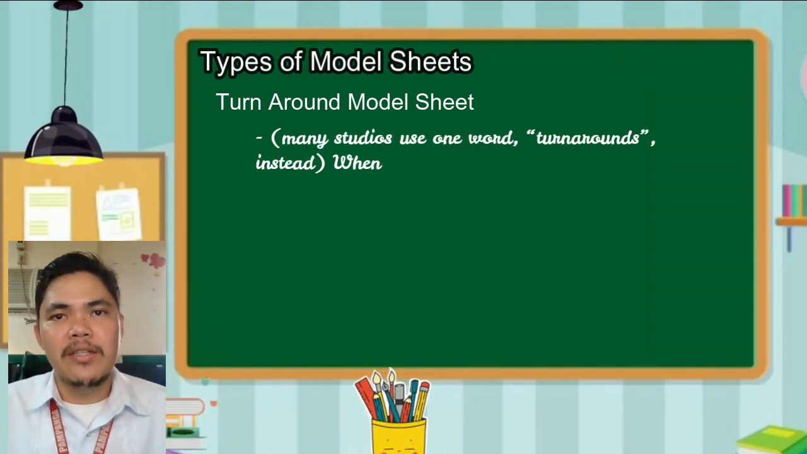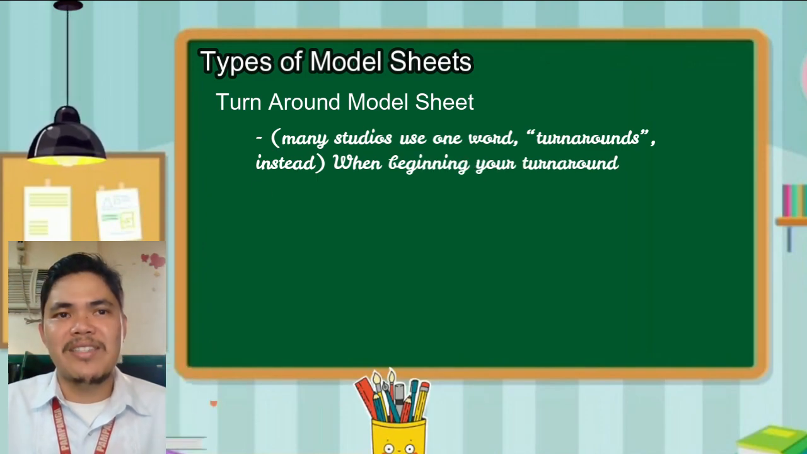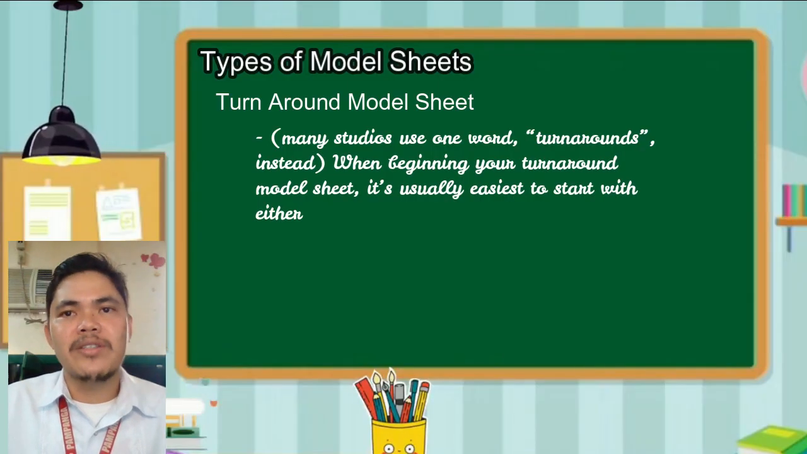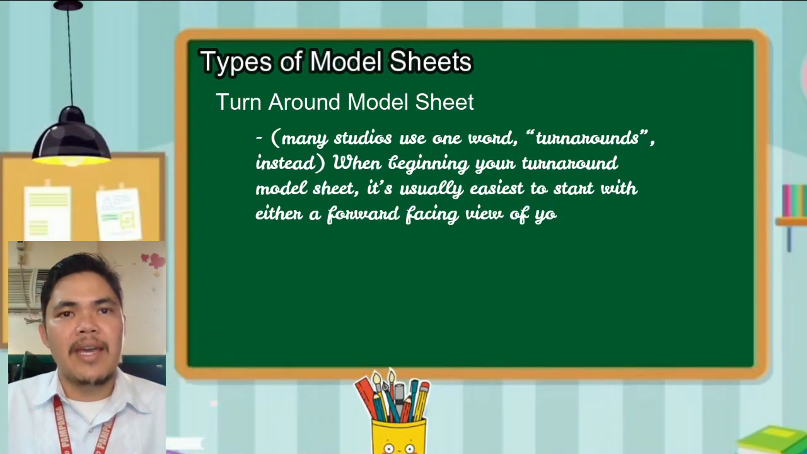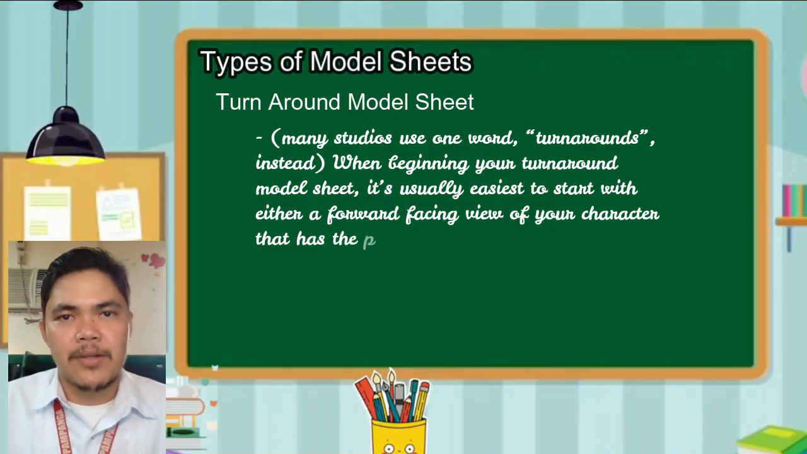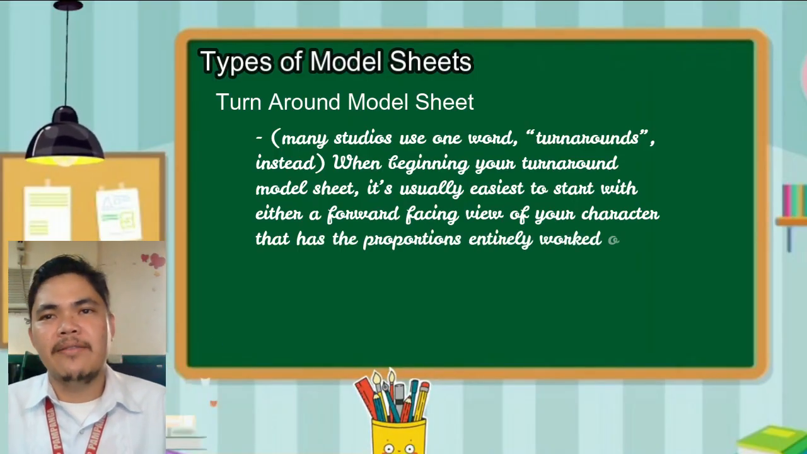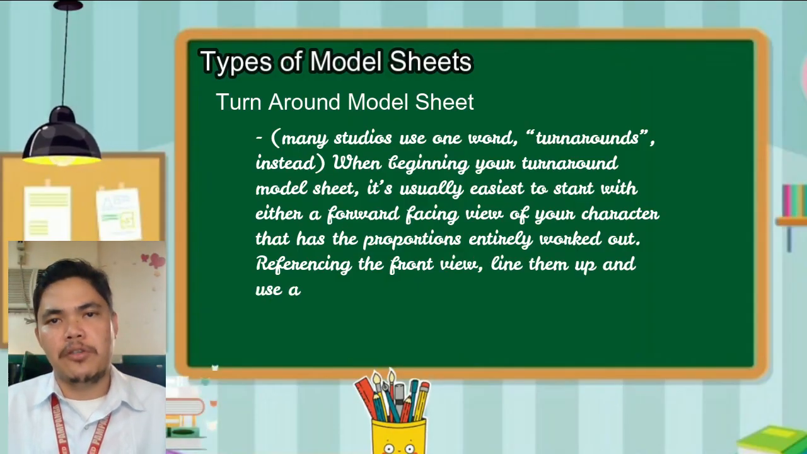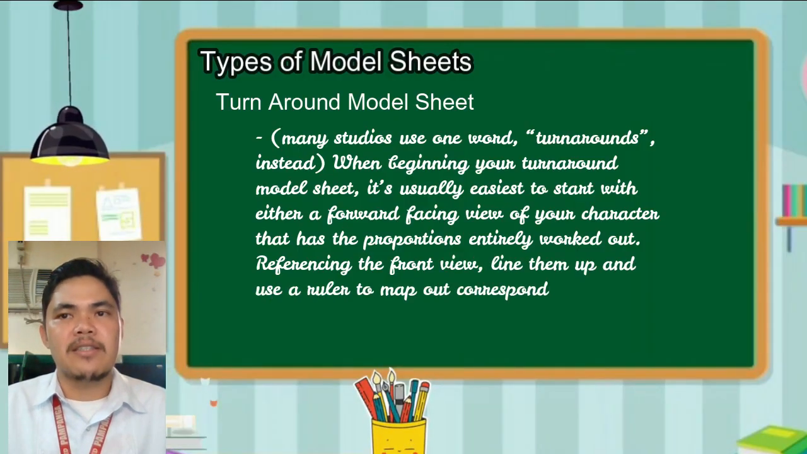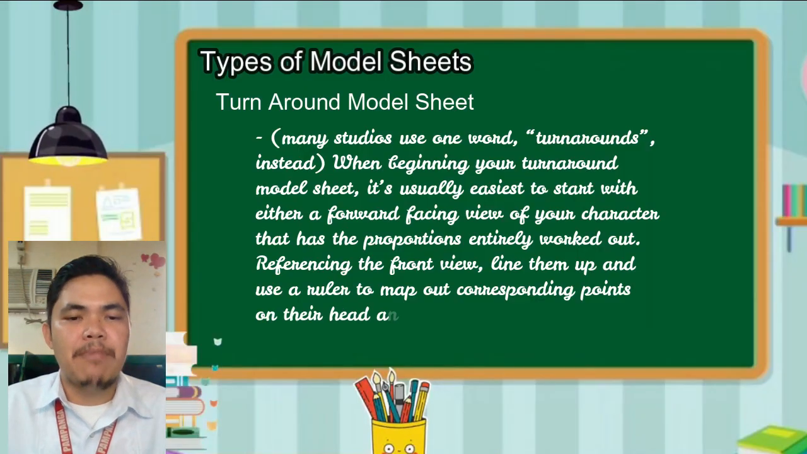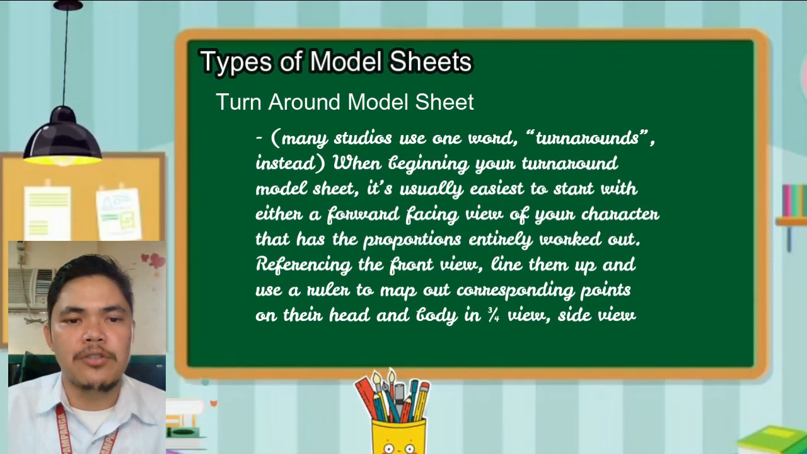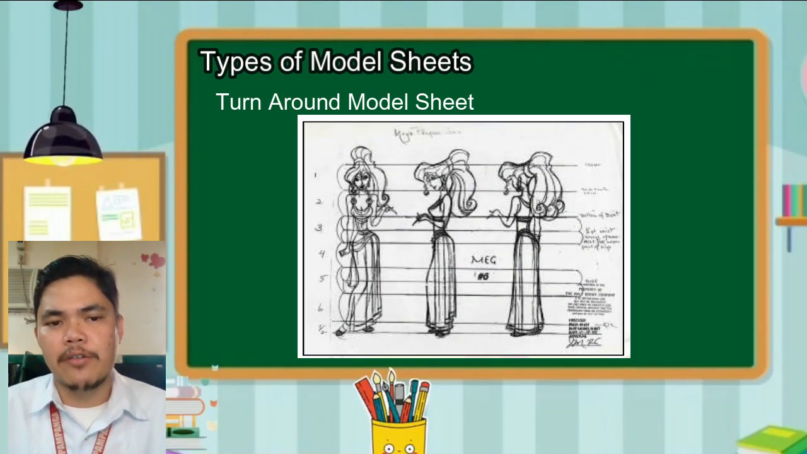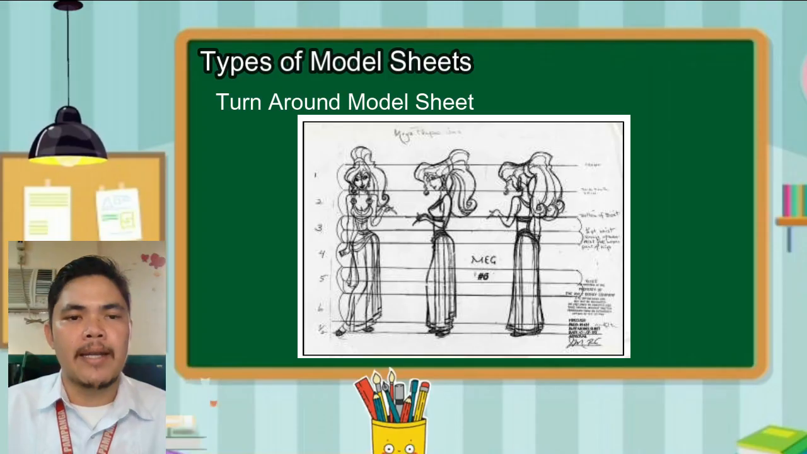When beginning your turnaround model sheet, it's usually easiest to start with either a forward-facing view of your character that has the proportions entirely worked out. So referencing the front view, line them up and use a ruler to map out corresponding points on their head and the body in three-fourth view, side view, and back view. In our illustration shown, okay, it is best for us to start with the front profile or front view of the character.